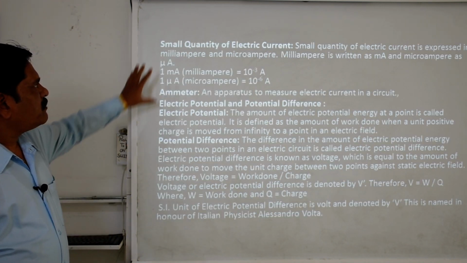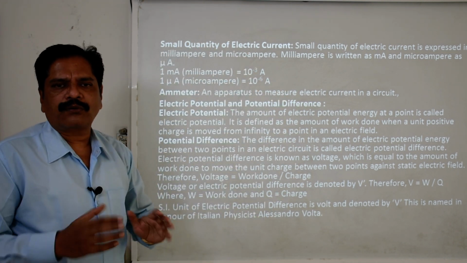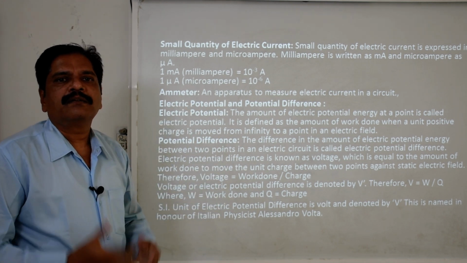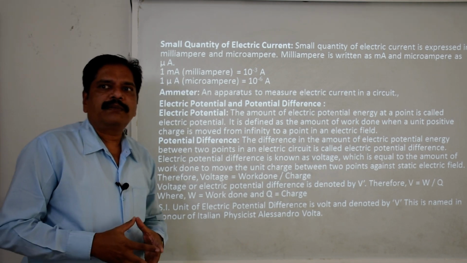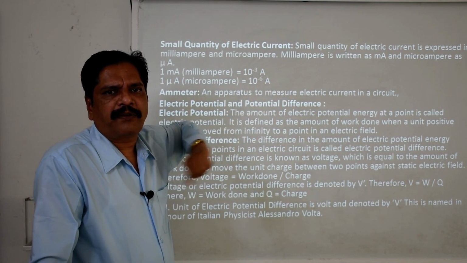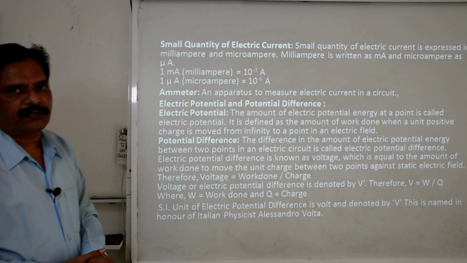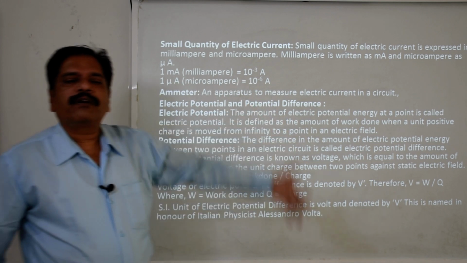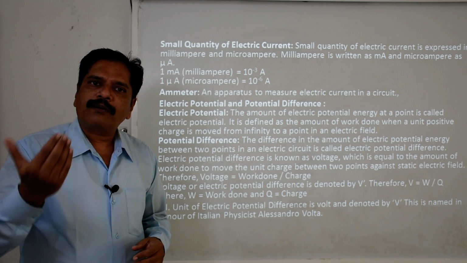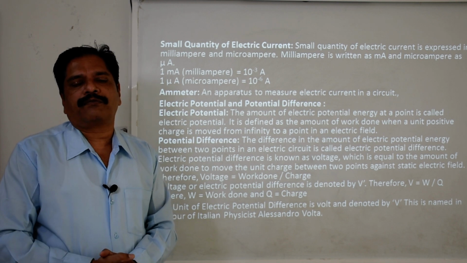Okay. Now here we are going to discuss the smaller units of electric current. This ampere is the normal one. The smaller units are the milliampere and the microampere. 1 milliampere is equal to 10 to the power minus 3 ampere. And 1 microampere is equal to 10 to the power minus 6 ampere. Remember this one thing, okay. Or you can say that 1 milliampere is equal to 1 upon 1000 part of an ampere, and 1 microampere is equal to 1 upon 1,000,000 part of an ampere.